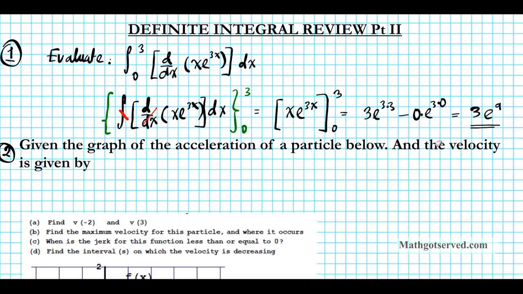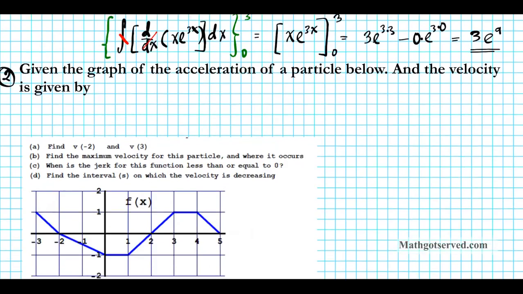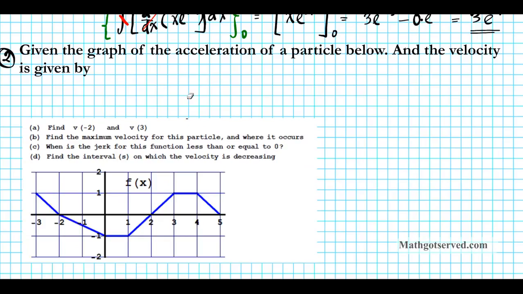Alright, let's take a look at question number 2. It says, given the graph of the acceleration of a particle below, so this function right here, f of x, is the acceleration of a particle, and the velocity is given by v of t equals the integral from 1 to t of f of x dx. Find the following.